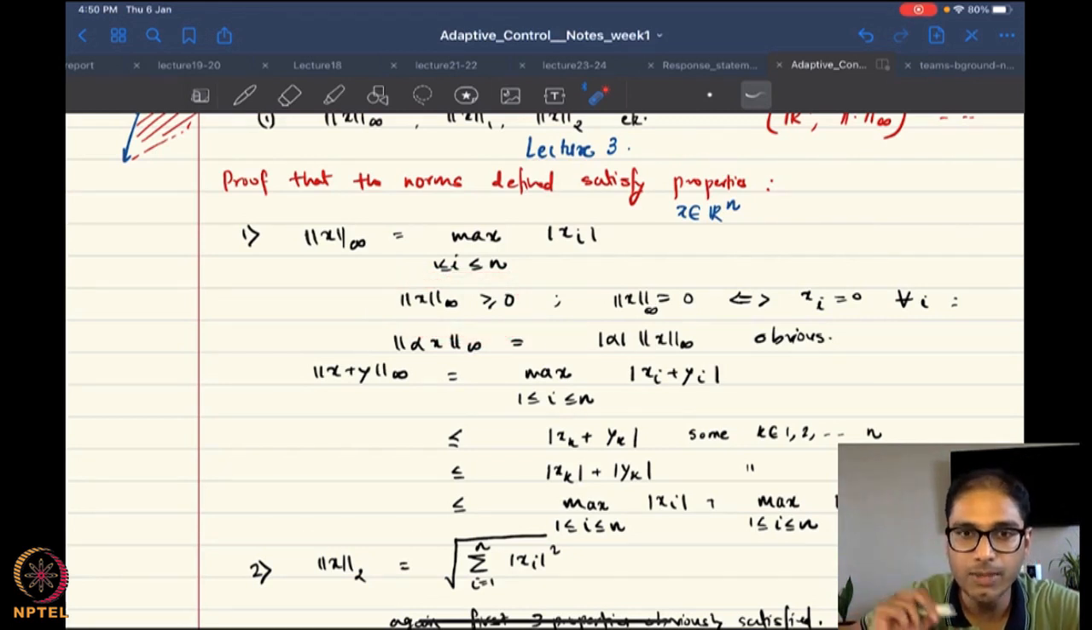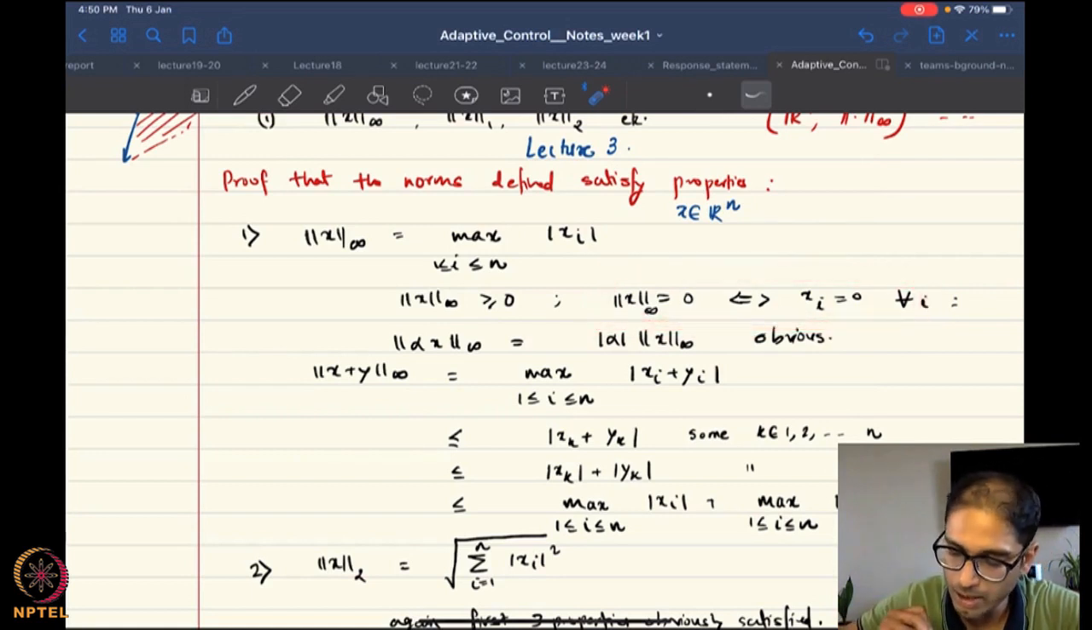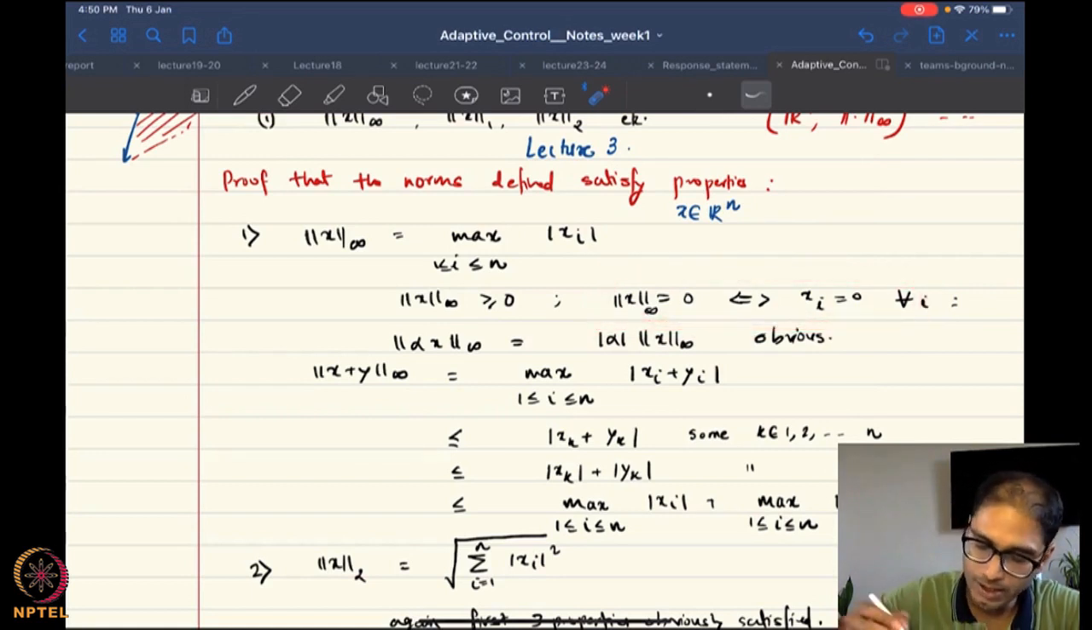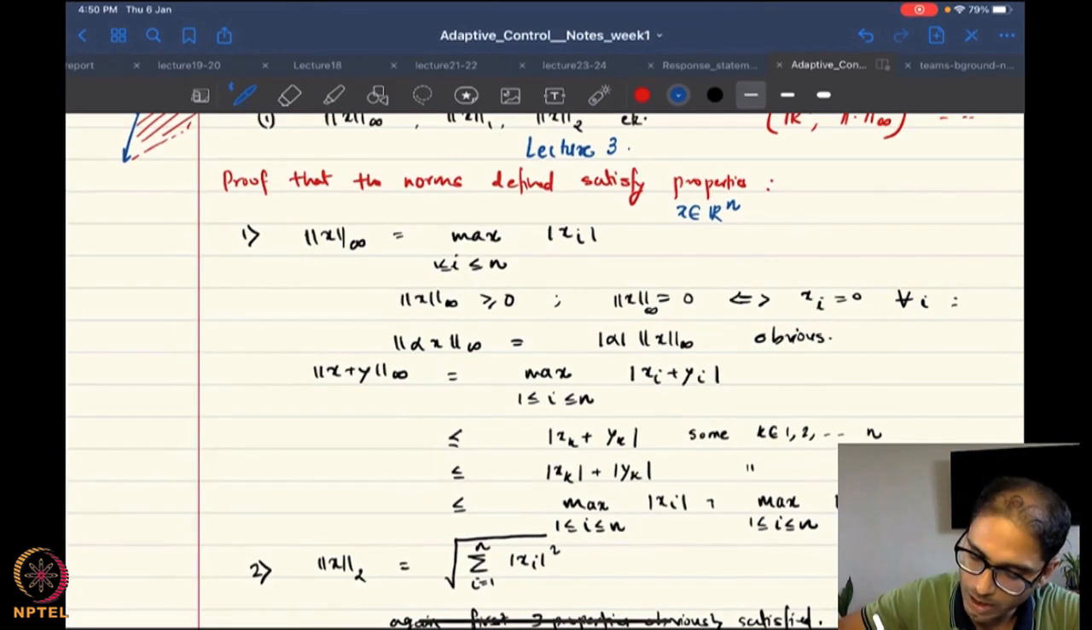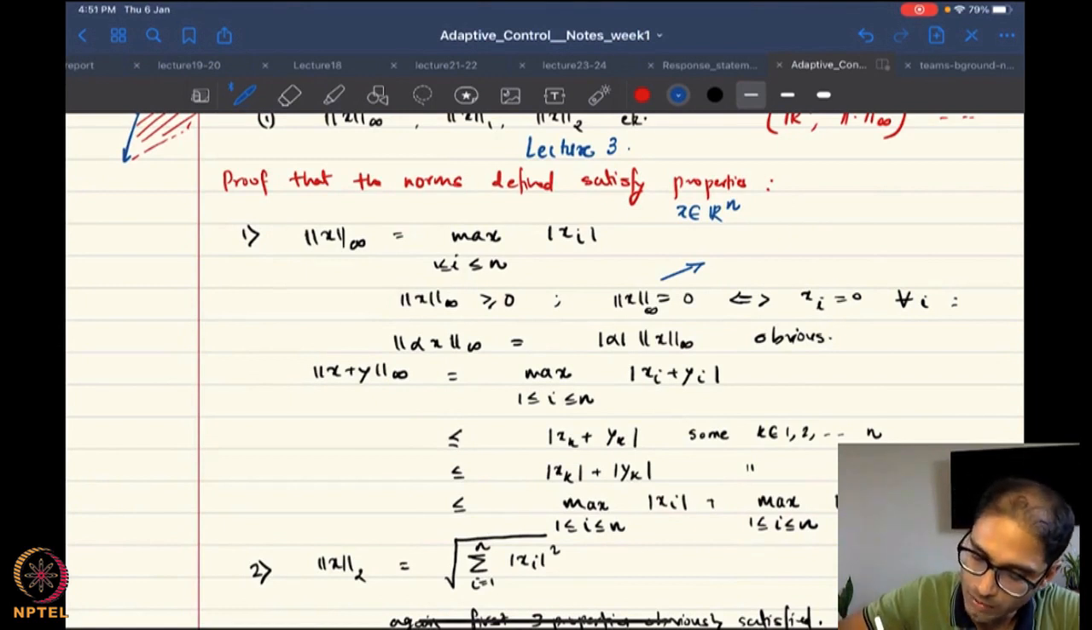The second requirement is that it has to be zero if and only if the vector itself is zero. And that's what I have written here. I've just written the statement, but it should be obvious if I try to expand a little bit. If I know that the infinity norm is zero, then what am I saying?